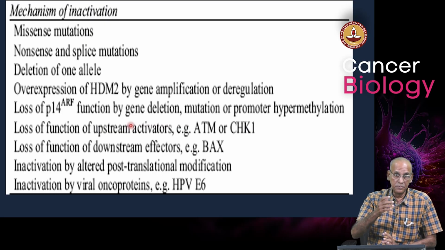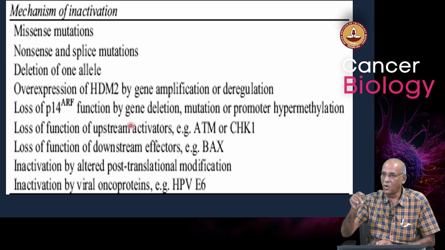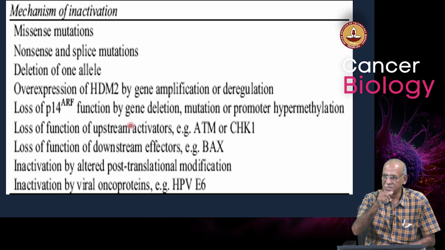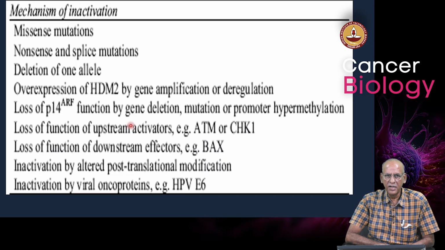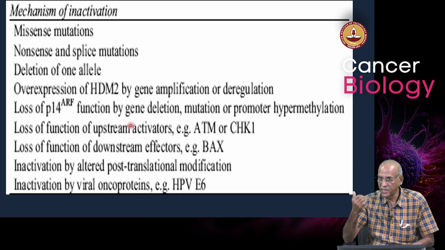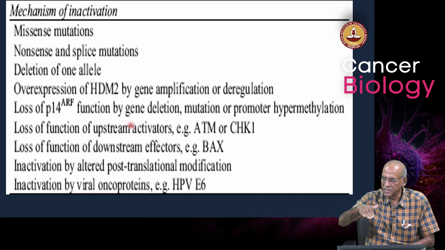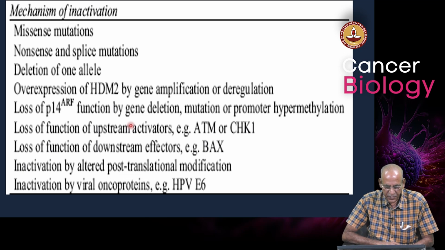MDM2 refers to the mouse gene, which is why it is written as HDM2, the human counterpart. It is the same gene. By gene amplification or deregulation, if MDM2 is overexpressed, p53 will be underexpressed. So, that is the thing.